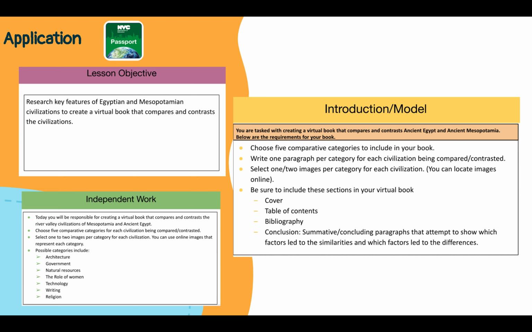In order for students to be able to give such details, it would be very beneficial to have students complete a free write in order to get those ideas flowing and to start to see what those connections are between both civilizations, because they are asked to write one paragraph per each category for each civilization being compared and contrasted. So this is a great opportunity to help those creative juices start to flow prior to engaging in the actual final writing piece.